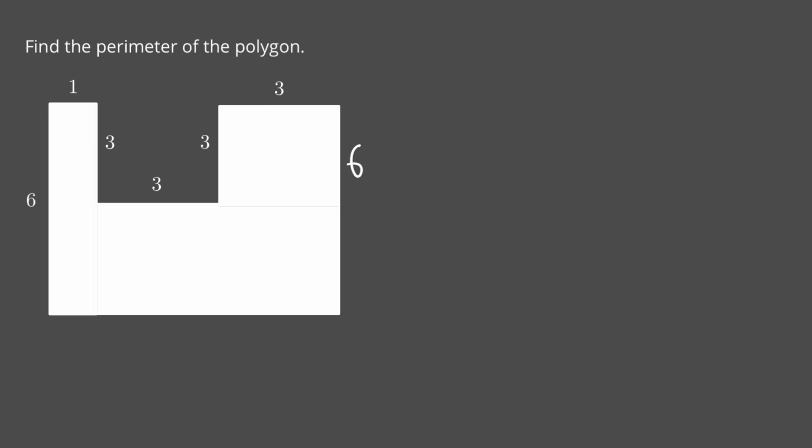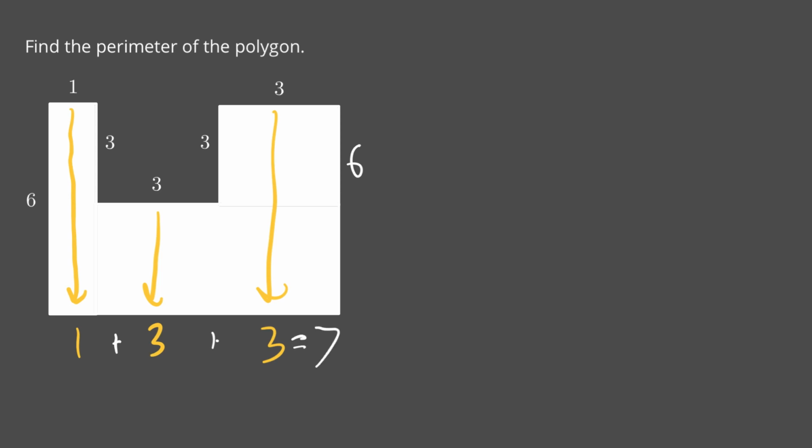Now let's take a look at the bottom. We can see that the bottom is the same as adding all of these pieces together. Adding 1 plus 3 plus 3 tells us that the bottom is 7 units long. Now that we know all of the sides, we can add them together to find the perimeter.